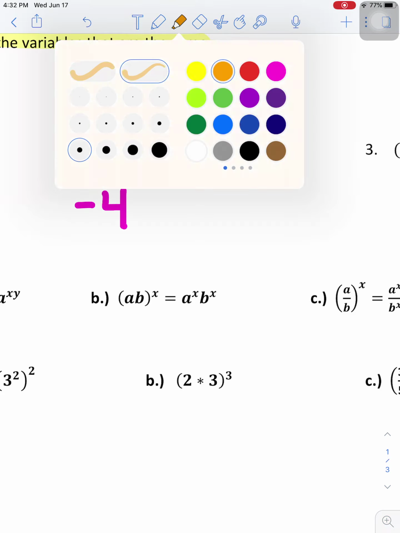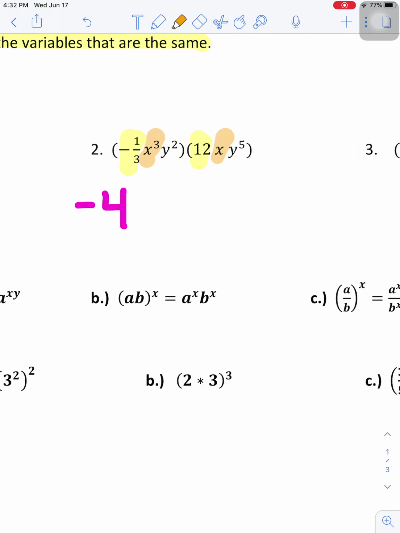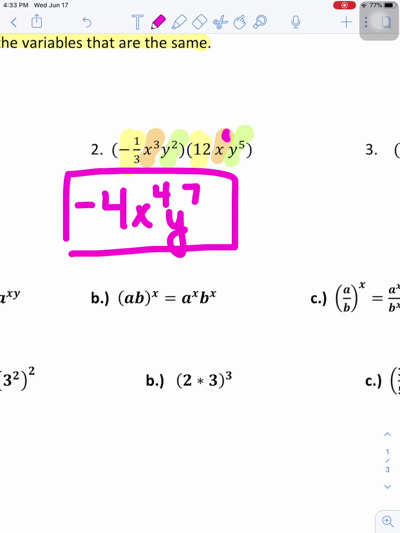And in this case, there's two different variables. We have x's, and then we have the y's. So we're going to first deal with the x's. If you take x cubed times x, you would keep that base, and you're going to add the exponents. Now, in this case, this x is by itself, so that means it has an exponent of 1 on it. So that would give you x to the 4th, and then y squared times y to the 5th. That's 2 y's and 5 y's, so that's going to be 7 total. So you end up with negative 4, x to the 4th, y to the 7th power.